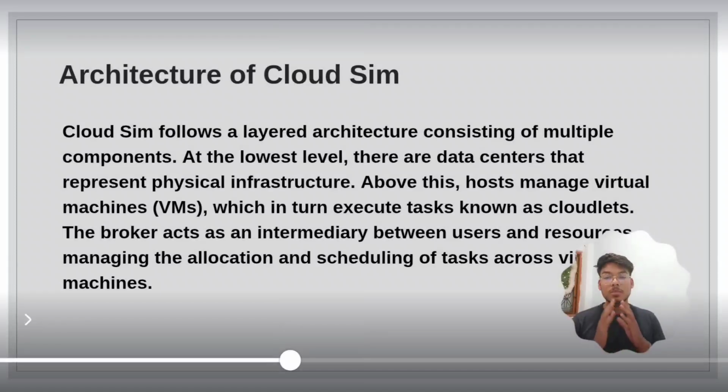Architecture of CloudSim. The architecture of CloudSim is a layered architecture where each component represents a part of a cloud system. At the top are the user submitted tasks, which are managed by the brokers and allocated to the virtual machines. These virtual machines are then sent to run on the host systems, and these hosts are a part of a data center. This layered approach helps simulate real-world cloud operations in a structured way.